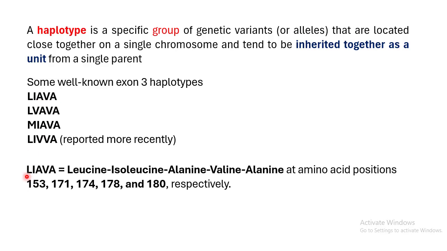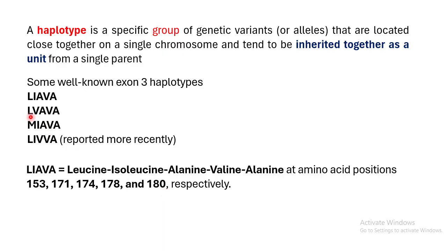If you look at this one, this L is the single letter code for the amino acid leucine. This I is for isoleucine, this A is for alanine, this V is for valine, and this A is for alanine. So this is making one haplotype. And these particular amino acids are present at position numbers 153, 171, 174, 178, and 180. So 5 amino acid substitutions are working as a group, as a haplotype, and they are transferred from a single parent, thereby causing color blindness in that particular individual.